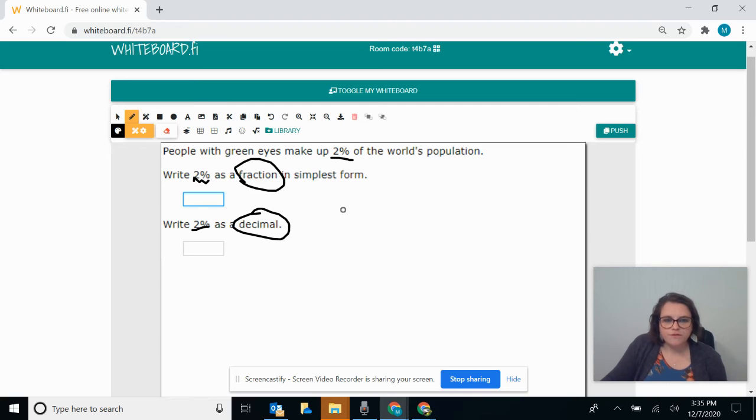Okay? So the first thing that I'm going to do is my fraction. Fractions from percents is really easy because remember, when we work with percents, we know that our whole is always 100%. So to make a fraction, we would just write 2 out of 100%.